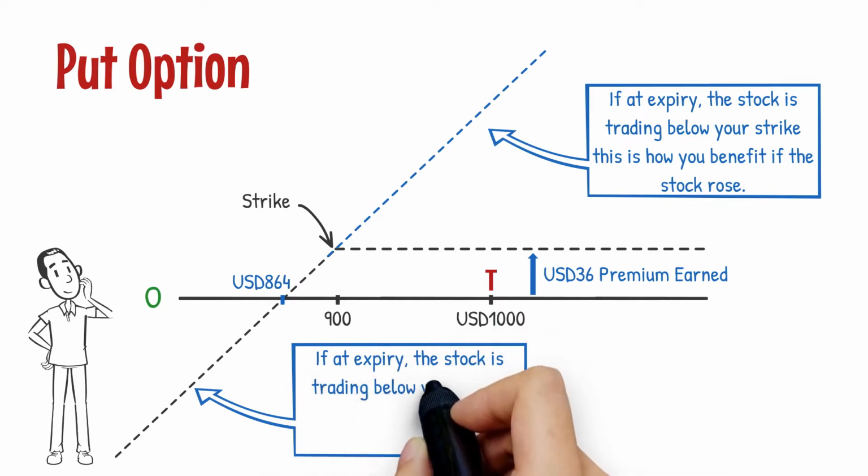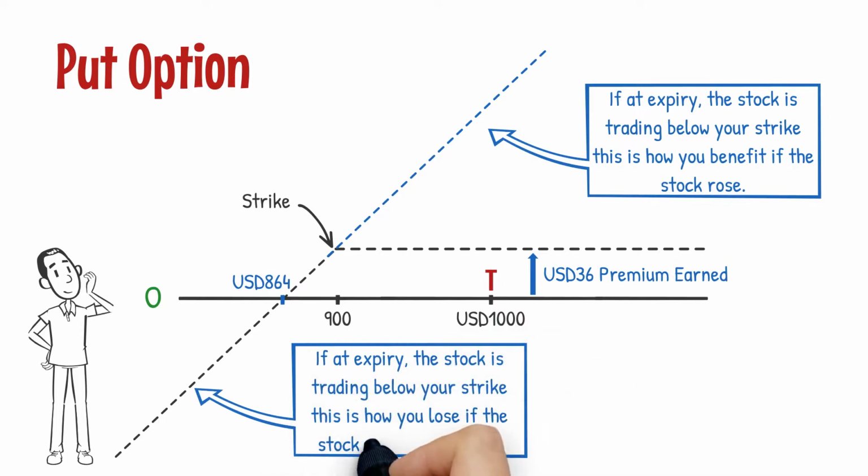If the stock stays around 1,000 or goes higher, you get to pocket the $36. So you still benefit from your view that the stock was going higher.